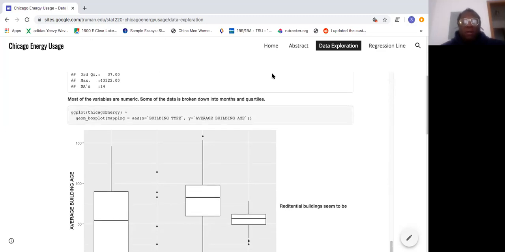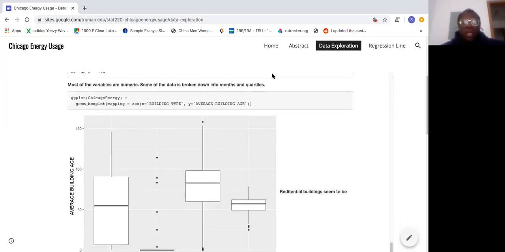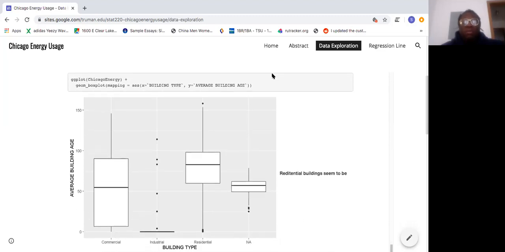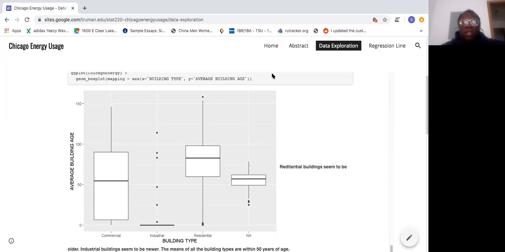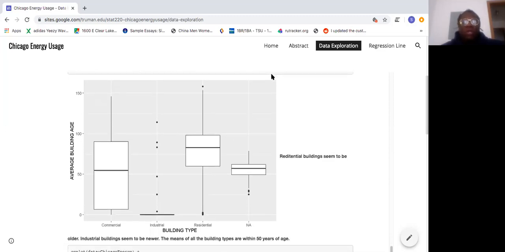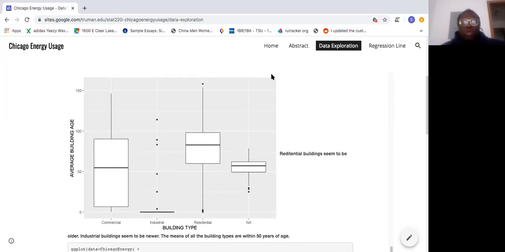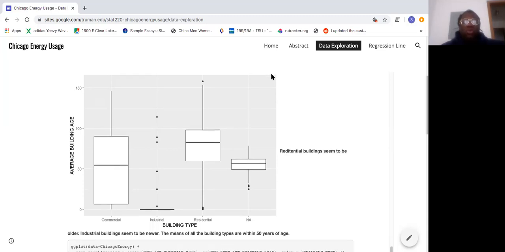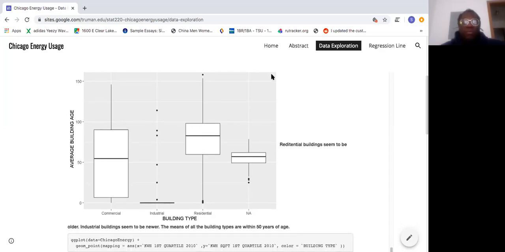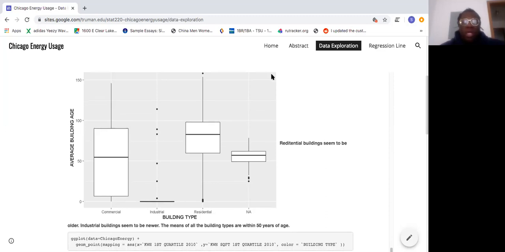Here I give a simple box plot comparing the building type and the average building age, meaning that the newer model buildings did not vary from the older building areas. More of the commercial buildings had been up for at least 50 years. None of them was right skewed. The majority of them were symmetric to the residential, to the information that we had carried over.